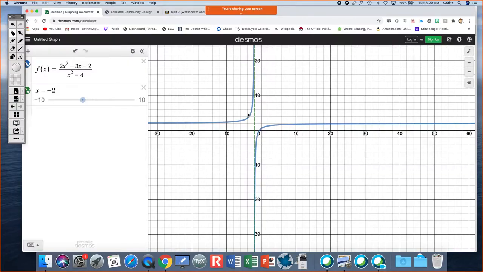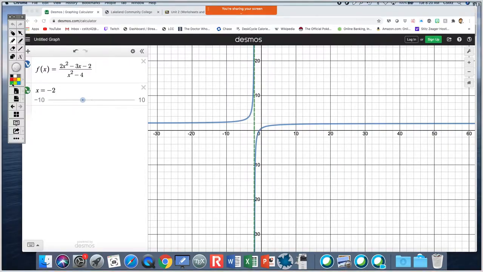And so this kind of behavior we call asymptotic behavior. So the word asymptote is a line that the function is trying to emulate, is trying to become the line. In this case, we have what's called a vertical asymptote.